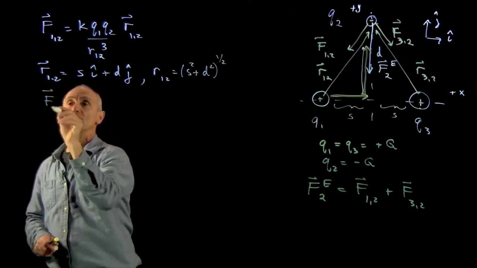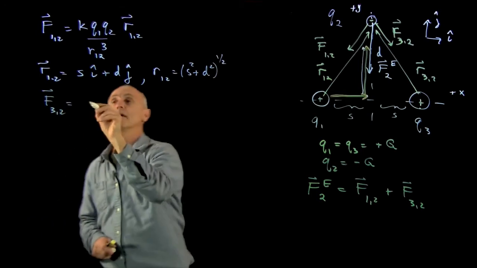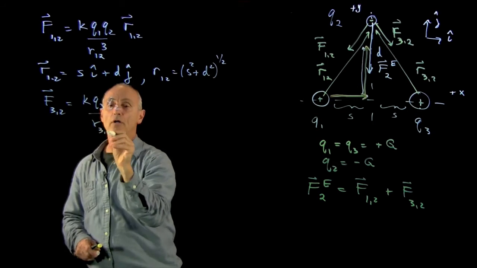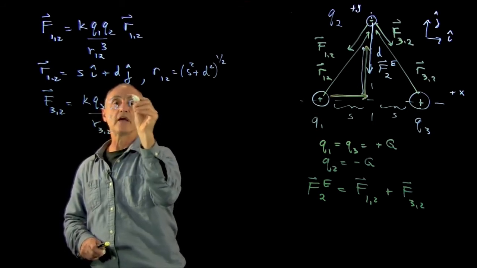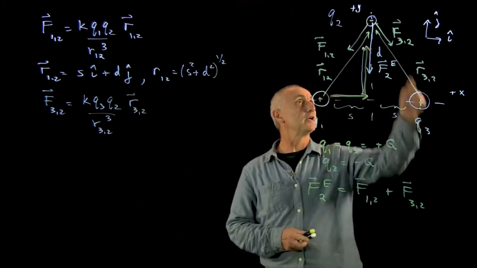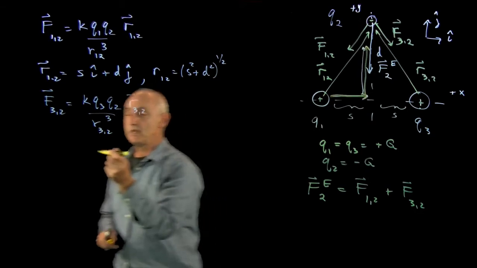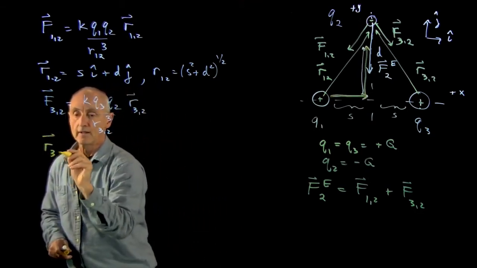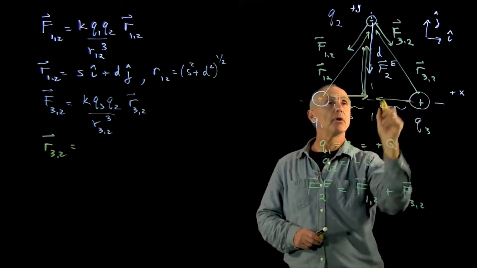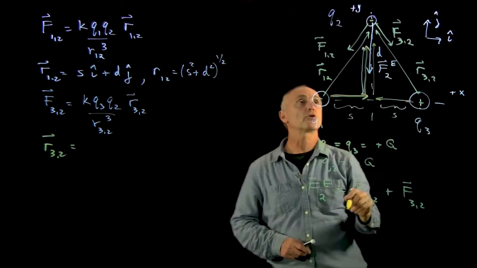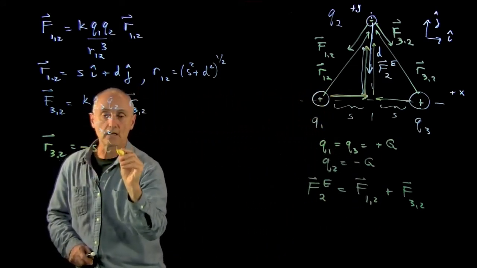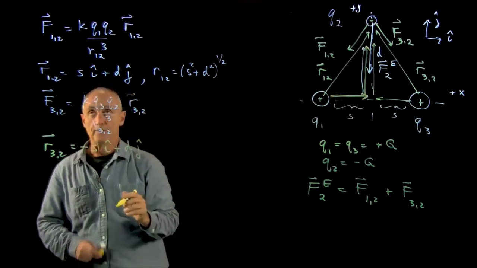Now, the next step is to write F3,2. That's k q3 q2 over r3,2 cubed, times vector r3,2. That vector r3,2 is the vector from 3 to 2. And you can see that this vector has a negative i hat component and also a vertical component. And that vector is minus s i hat plus d j hat.